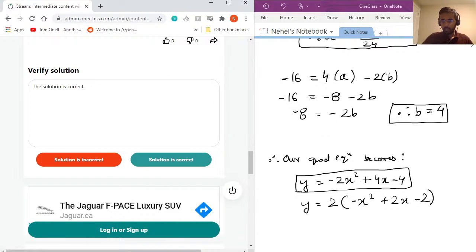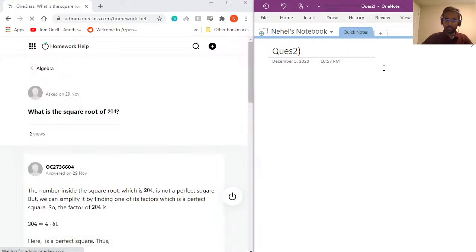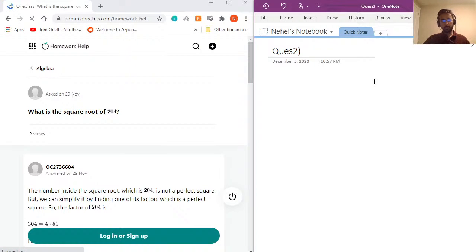Alright, let's get into the next question. So question number 2 for today's class. What is the square root of 204? So the basic principle behind a square root is essentially we need to find a number which I would multiply with itself to get 204. So the way we would do that is through prime factorization of 204.